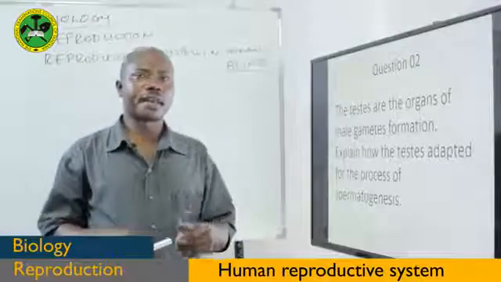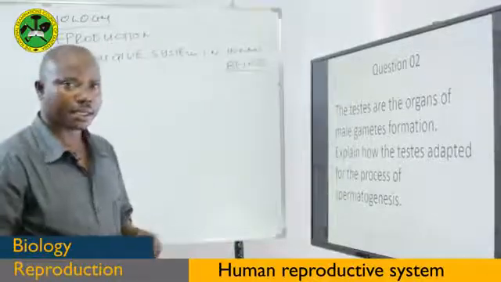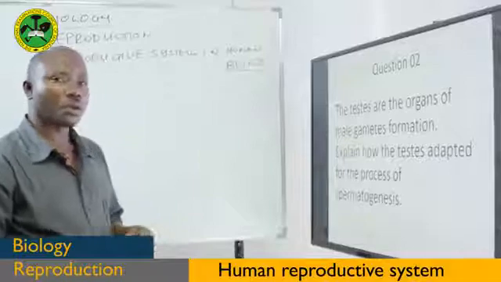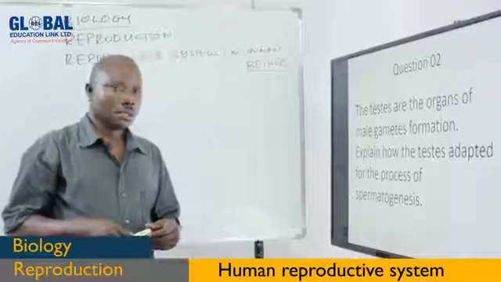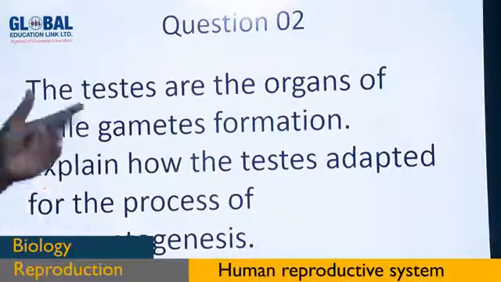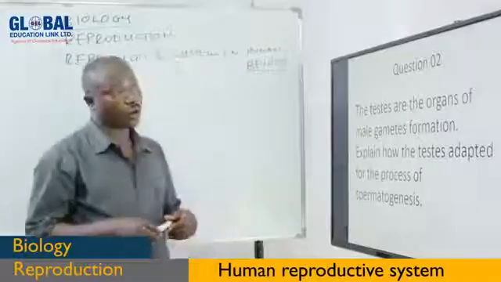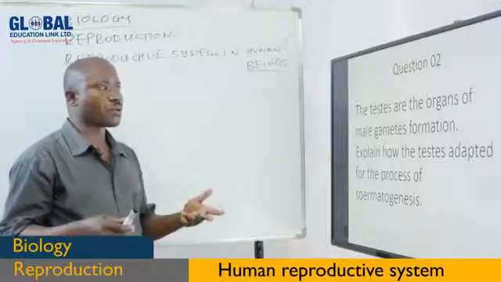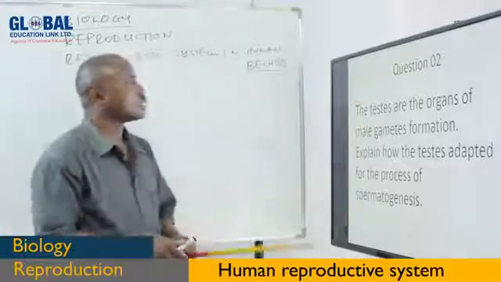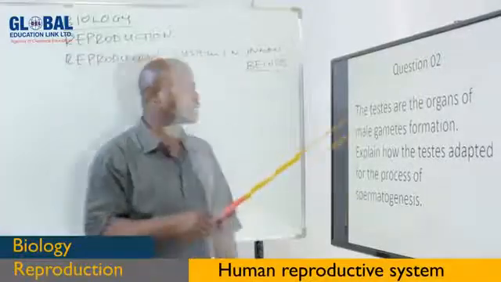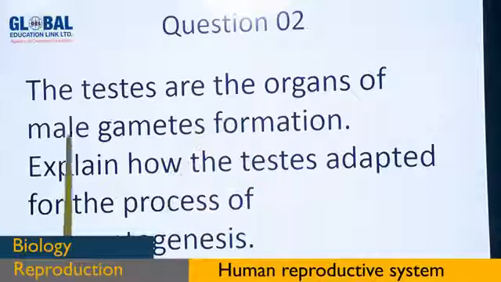Dear students, we have done the first question, and I have shown you how you could answer this question. Now, this is the second question. We are going also to see how to answer this question. Question number 2 reads: the testes are the organs of male gametes formation. Explain how the testes are adapted for the process of gametogenesis.